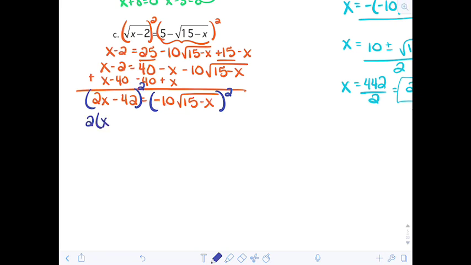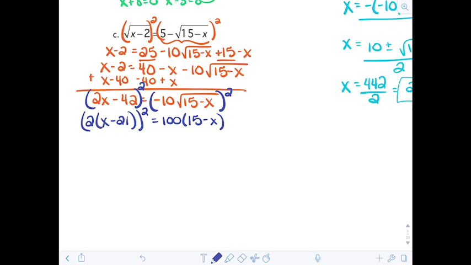And if you want, you can factor that 2 out and make that 2 times x minus 21, but you still are squaring that whole side. So just be careful there. On the other side, when I square negative 10, I get 100. And when I square the square root of 15 minus x, I get 15 minus x. And now my radicals are gone. Still kind of messy, but we're going to start to clean this up a little bit.